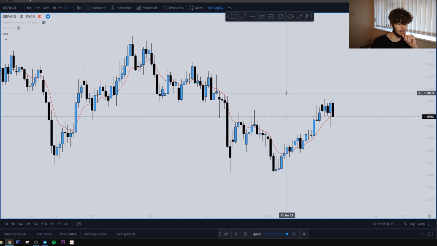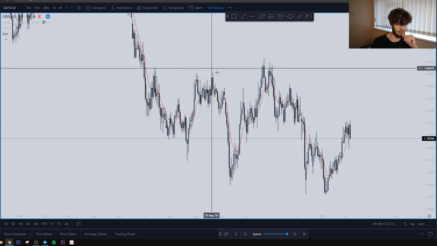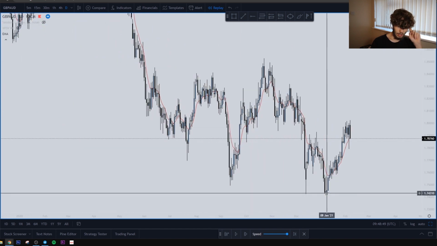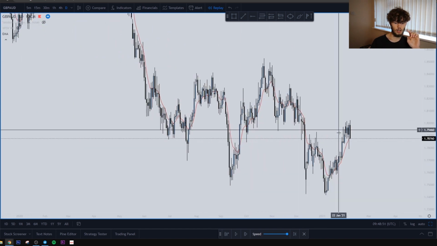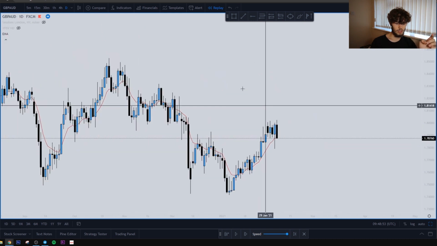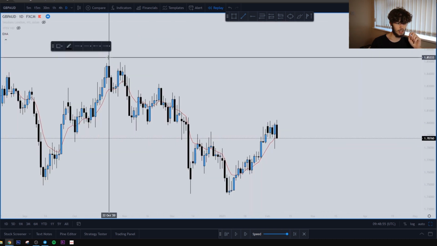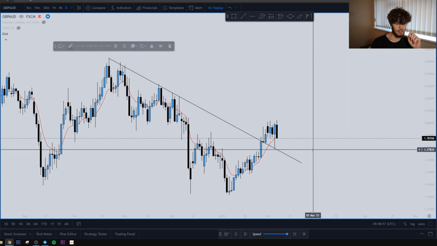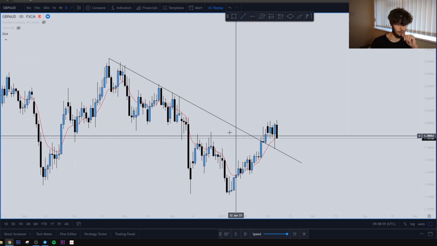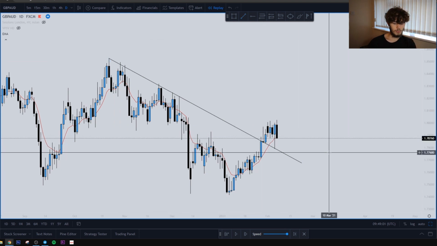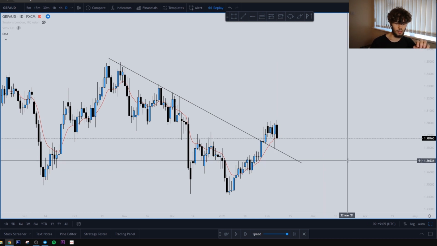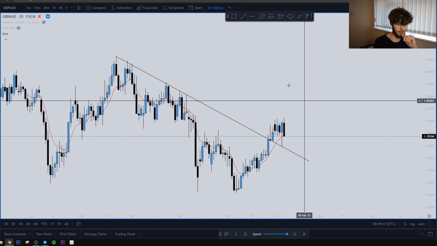Okay, so on the daily here you can see that we are in a nice downtrend. We're still creating lower lows and lower highs, so we'll see if we can either carry on with this trend or break this trend. As you see, we've broken out of this descending trend line on the daily, so we'll see what happens from here.